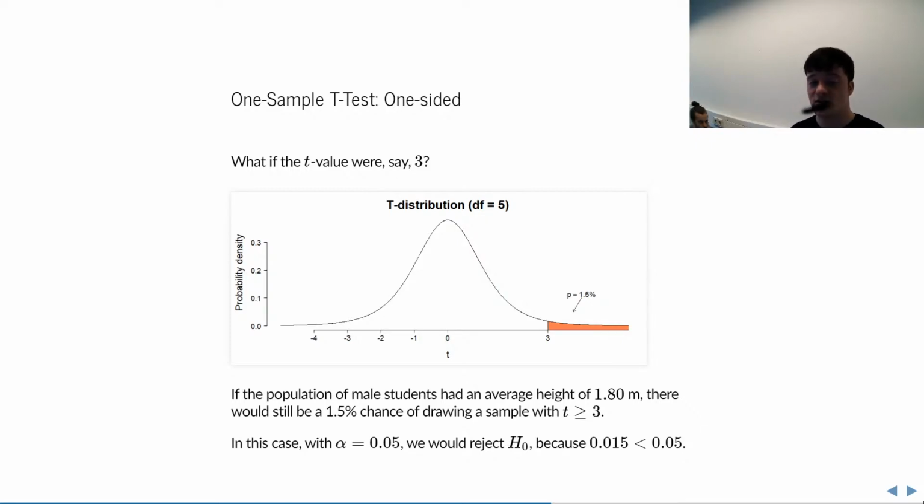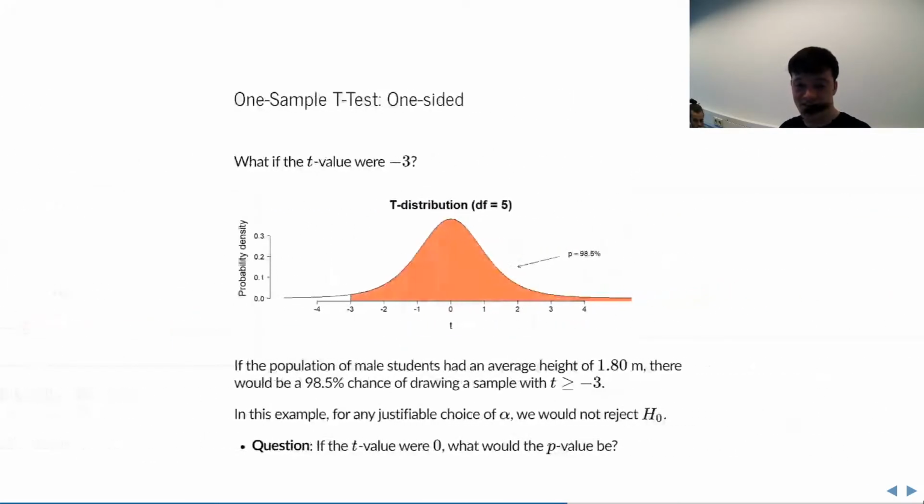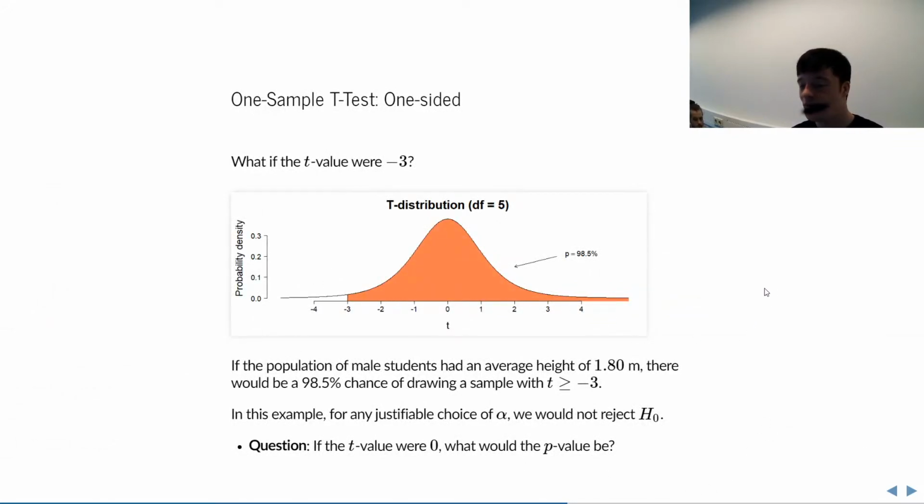Now, you can also ask the question, what if the t-value were -3? Does anyone know what the p-value would be in that case? 1.5. Any other ideas? It's the same test because we're asking, are men larger than 1.8 meters? And we're going to color in this area from -3. Yes? Yes, very good. It's 98.5 because I colored in from -3 onwards, right?